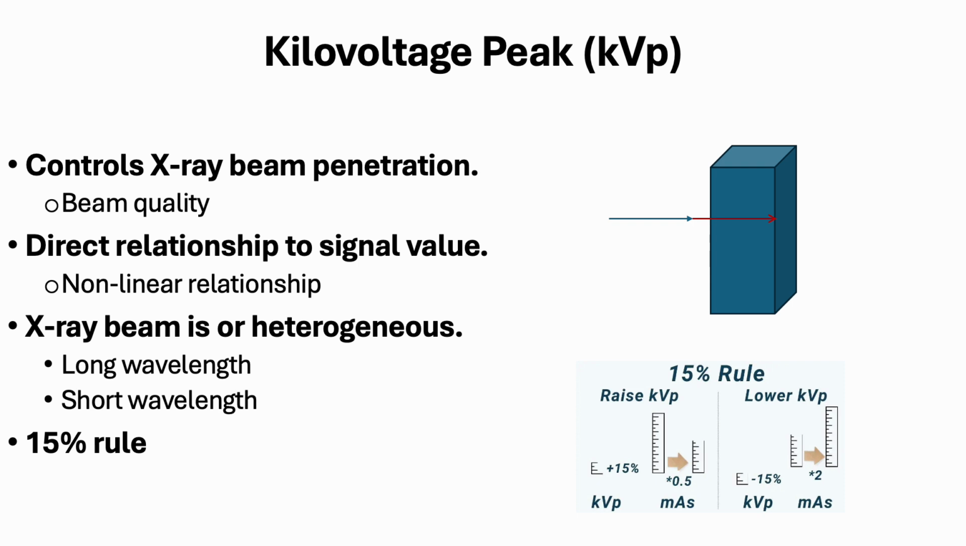So our X-ray beam can be homogeneous or heterogeneous. What is heterogeneous? Not in a sexual preference, but heterogeneous means there's two types. It's either long wavelength or short wavelength. That means the X-ray photon that we create in the X-ray tube that is coming out can be two things: long wavelength or short wavelength. That's what it means by heterogeneous.